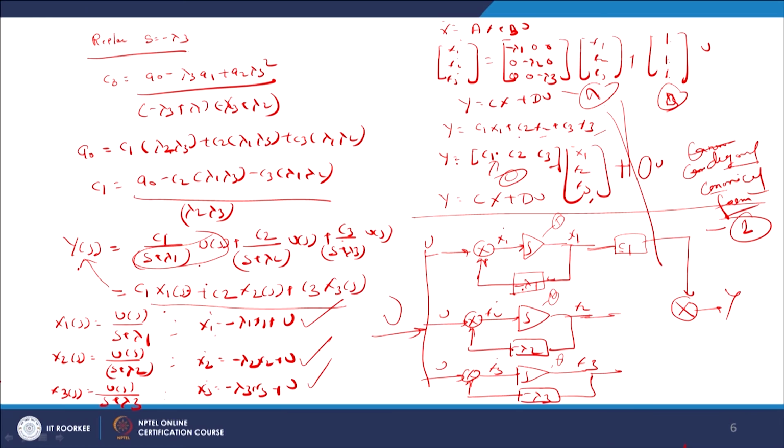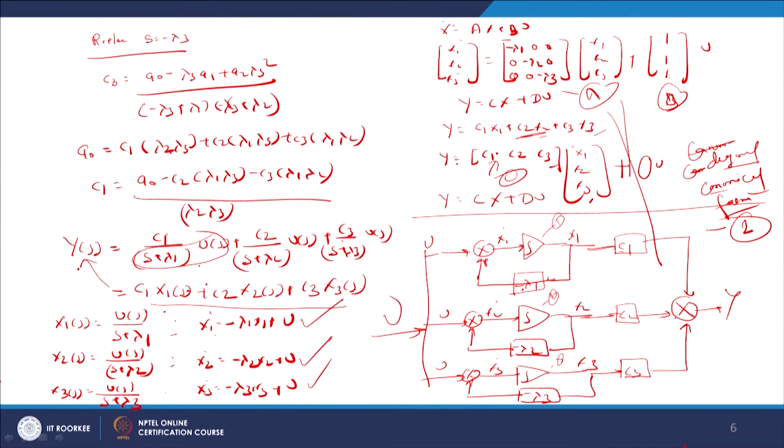Similarly, this is c2 x2, that is x2, this is c2. So y equals c2 into x2, and lastly we have c3 into x3. So this is y, c1 x1, c2 x2, c3 x3, and now x1 dot equals lambda 1 x1 plus u, x2 dot equals lambda 2 x2 plus u, and x3 dot equals lambda 3 x3 plus u. So here we find that we have developed a block diagram of the diagonal canonical form. This is the state equations and this is the block diagram.